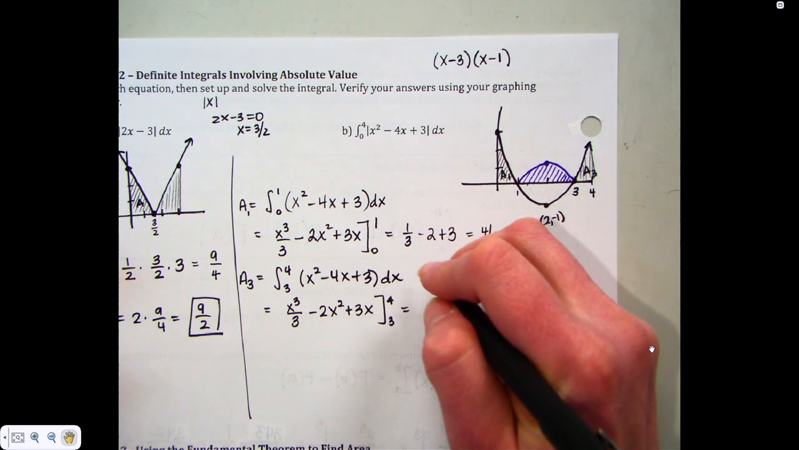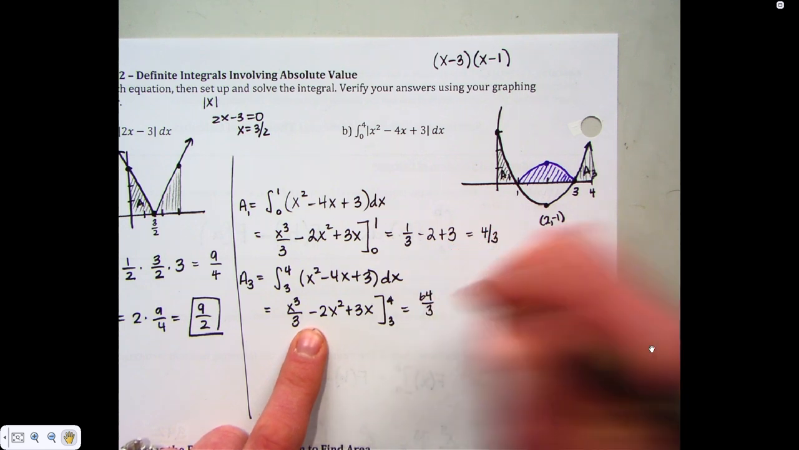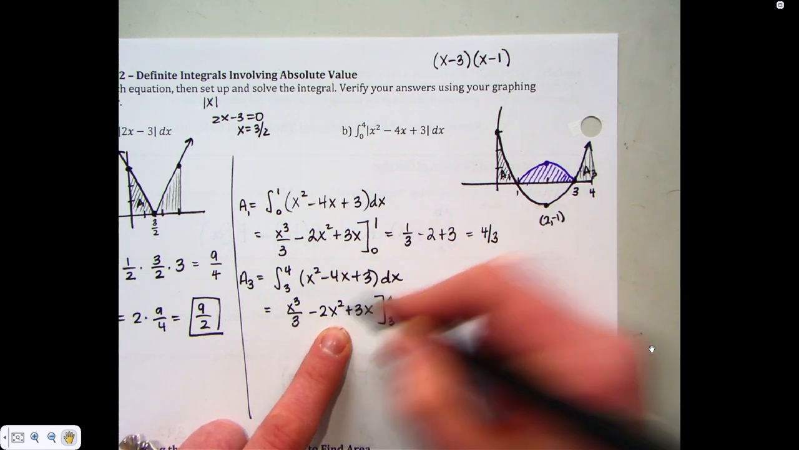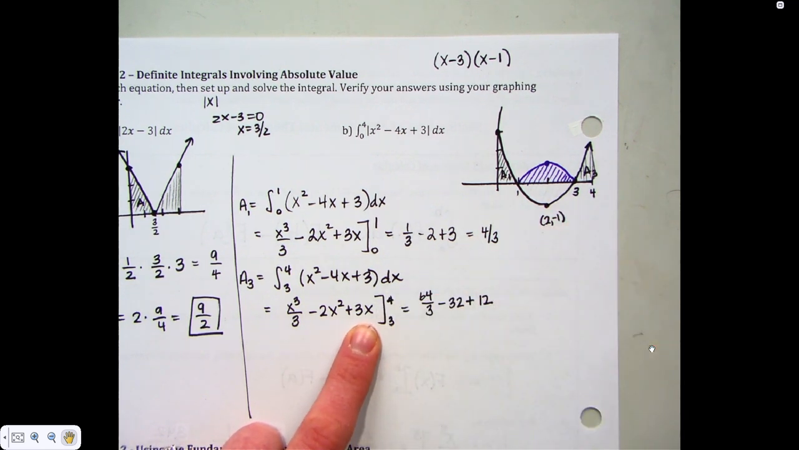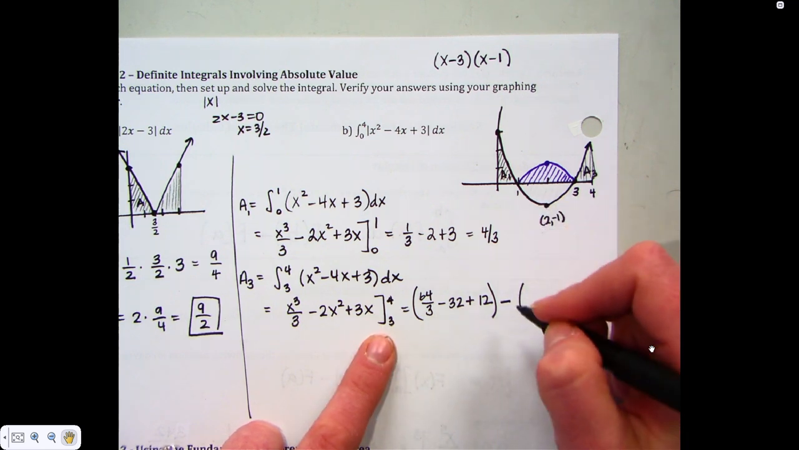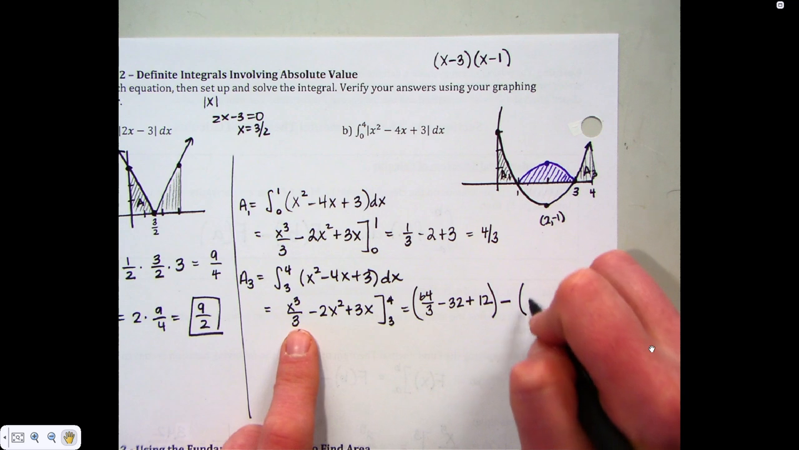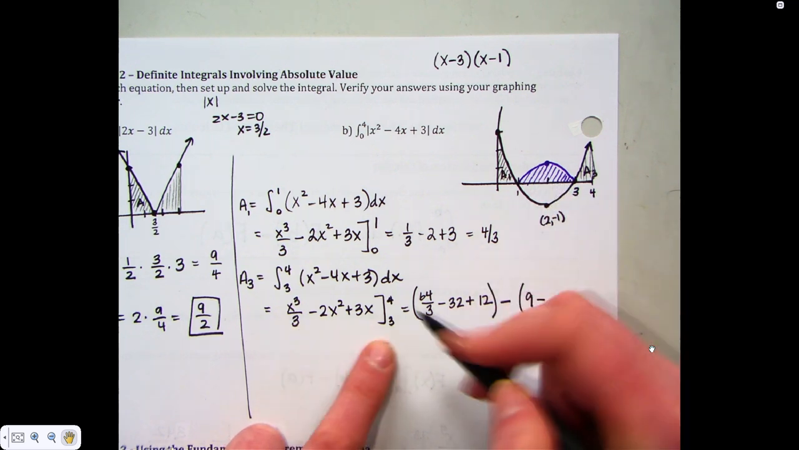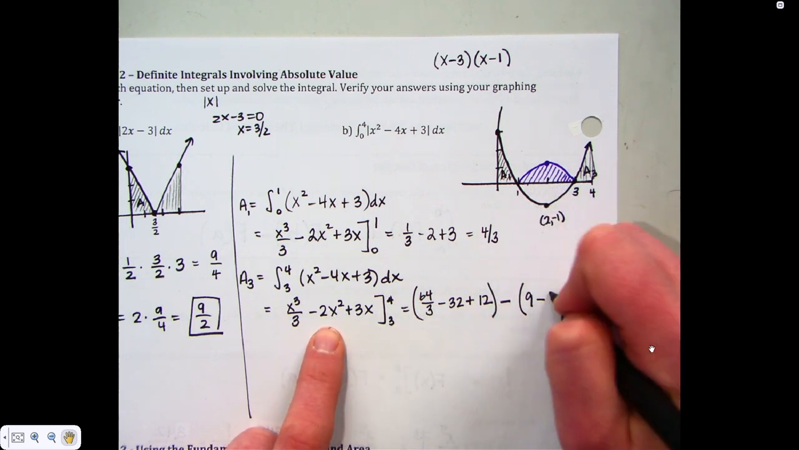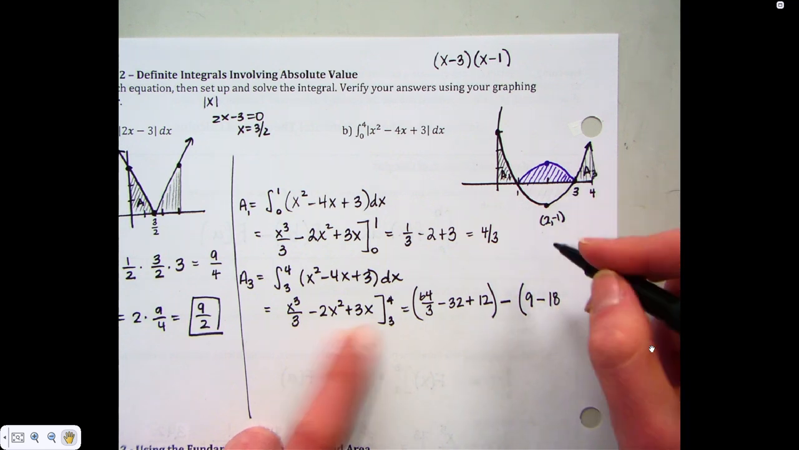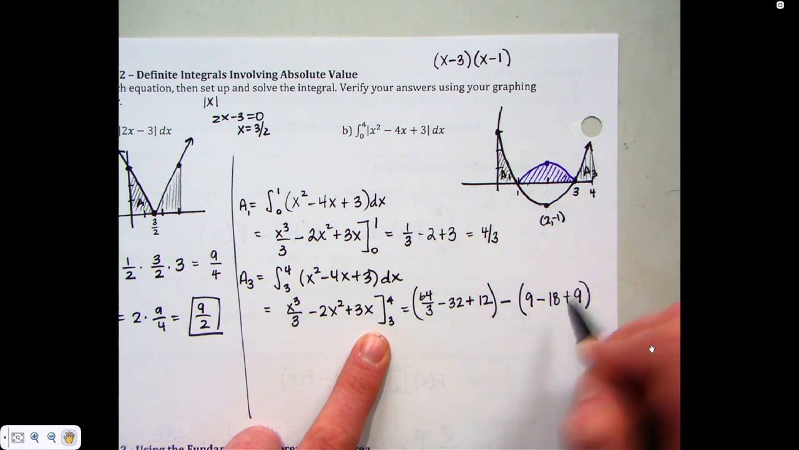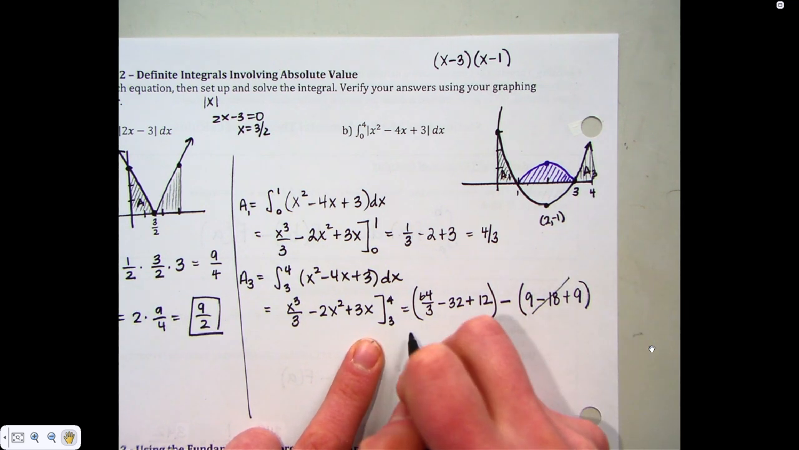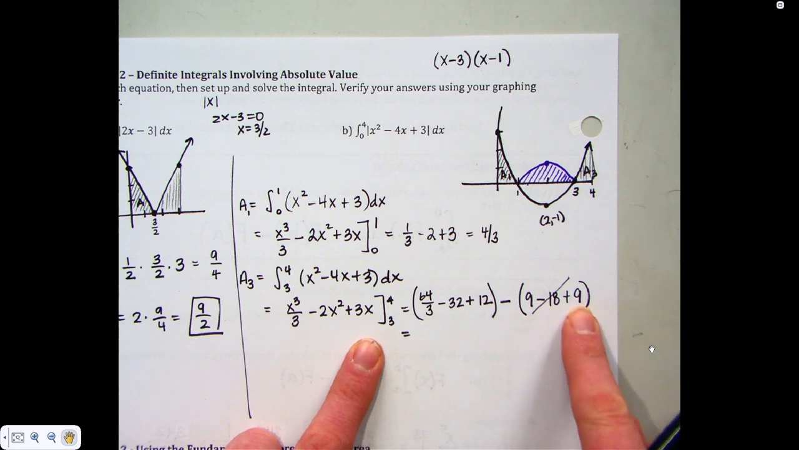4 to the third, that's 64 thirds. 4 squared, that's 16, so minus 32. And 3 times 4 makes 12. And then I would still have to subtract, right? When I plug in 3, I'm getting 27 over 3, so that's 9. 3 squared is 9 times 2 is 18. And 3 times 3 plus 9. So let's see, 9 and 9, actually this one zeroes out, right? It's going to disappear because I have 18 minus 18.